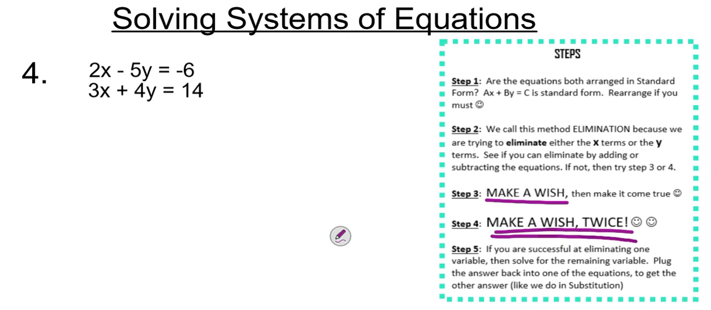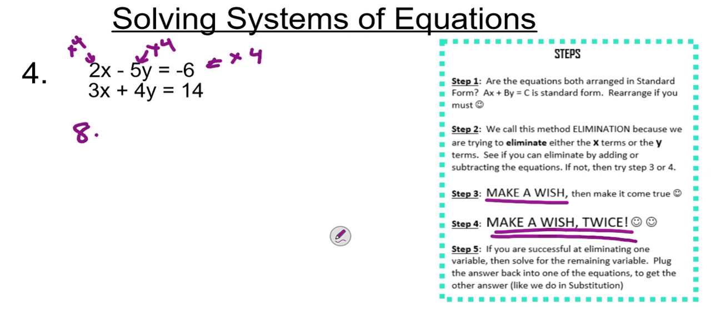Since that 5y already has that negative in place, I'm going to focus on the negative 5y and the 4y, and I'm going to say, you know what, let's turn them both into 20s. So then we'll have a negative 20 on the top and a positive 20 on the bottom. So here we go. Let's focus on the top first. If we are going to change negative 5 into a negative 20, we're going to multiply by 4, right? So that means we have to multiply every term by 4.